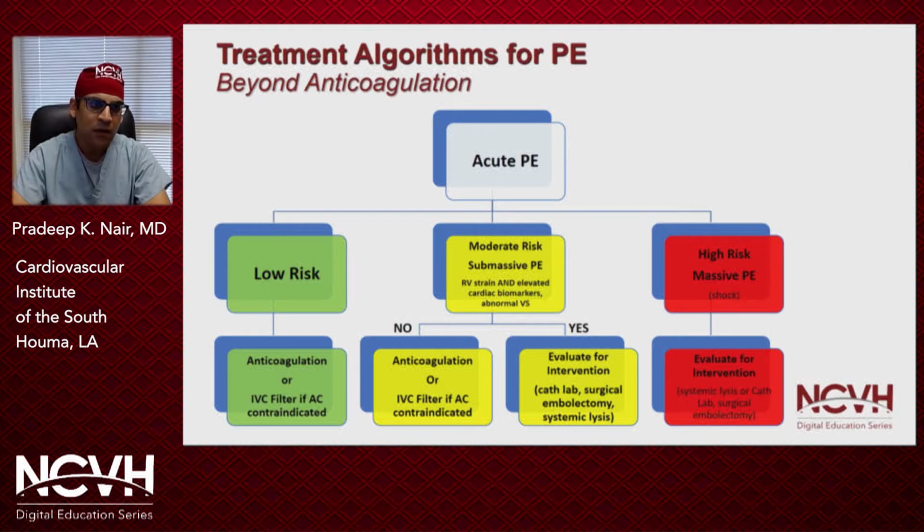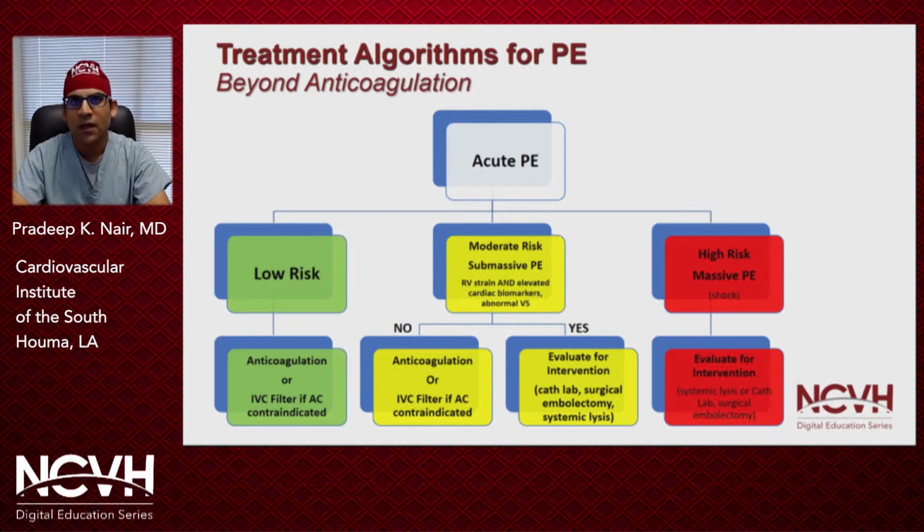These patients need early intervention very quickly, either with systemic lysis or in the cath lab or surgical embolectomy. Then you have the other aspect of patients with low risk PE. These are patients that are totally stable, have no symptoms whatsoever, except for maybe some shortness of breath, but there's no evidence of any right ventricular strain or elevated biomarkers.